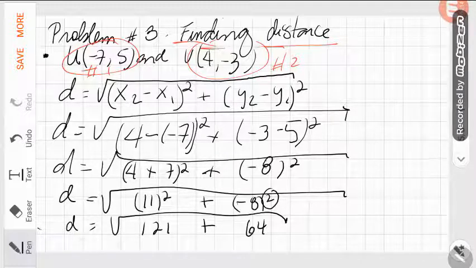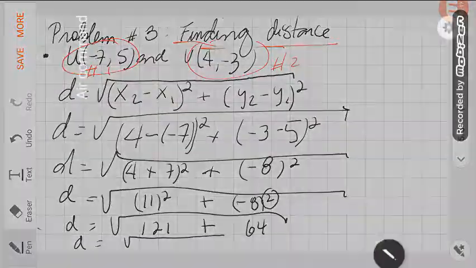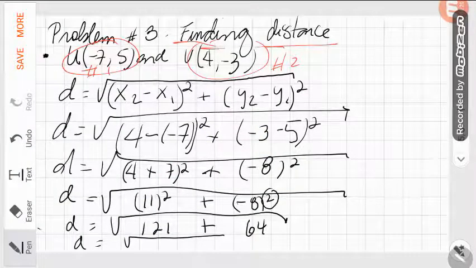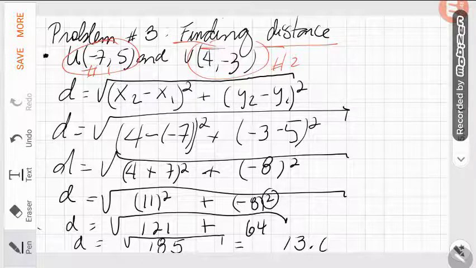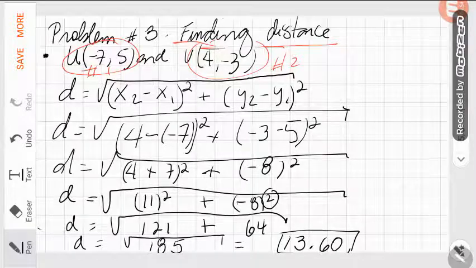So at the end, we're going to have the value 121 plus 64. That adds up to 185. What is the square root of 185? Remember that practice that we had previously on square roots. You can do it to practice, or you can use your calculator depending on the situation if it's allowed. And in this case, the square root of 185 is 13.60, okay?